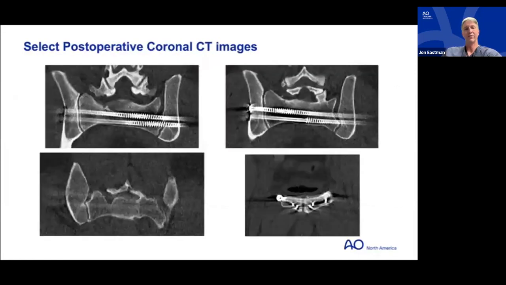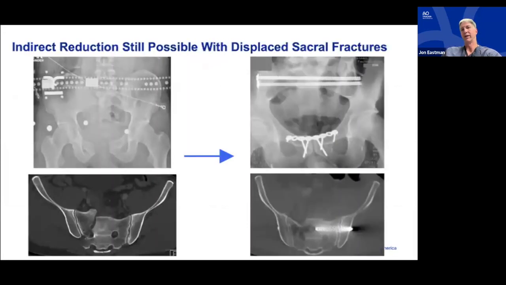I think it's there. And so just because something's displaced doesn't mean you can't still do indirect reduction, closed management, if you will. And so I think just don't forget about it. There are going to be displaced injuries that, maybe fortuitously or from other indirect means, you can get still adequate. And so just don't completely write it off.